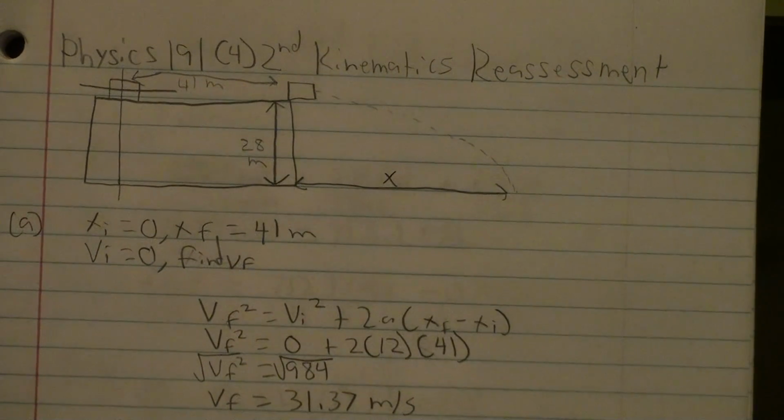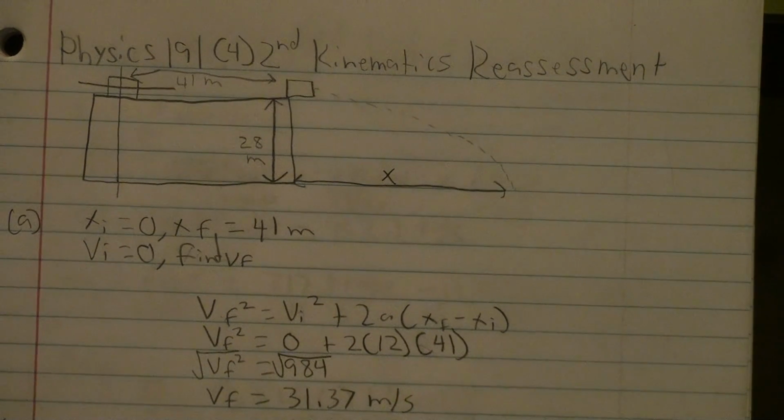So as mentioned in the email this video is attached to, a block is launched from an elevated surface of 33 meters with an acceleration of 12 meters per second squared. Now there's two parts to this question. Part A reads, if the block accelerates over a distance of 41 meters, how fast will the block be going at the end of the elevated surface?